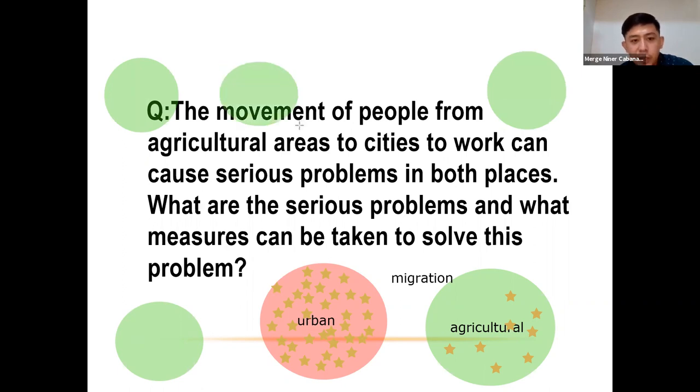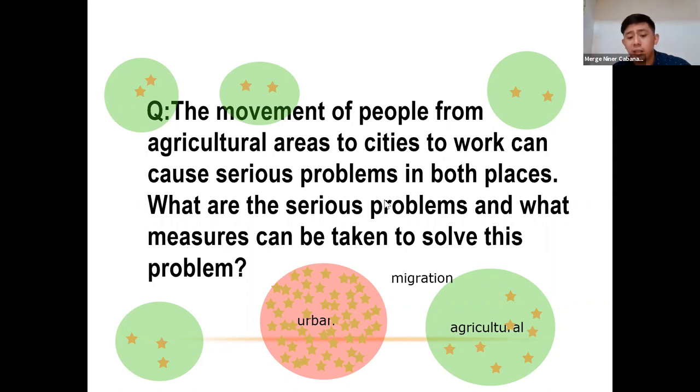So if those people represented by stars will be few because they will go to urban areas, see what happens here. The urban area now becomes densely populated. And there's the question. It can cause serious problems, not only in one, but both places, in urban areas and agricultural areas. So now the question I have here is, what do you think are the problems brought by this? And what solutions are we going to do? What do you think are the means or ways out to solve this problem?